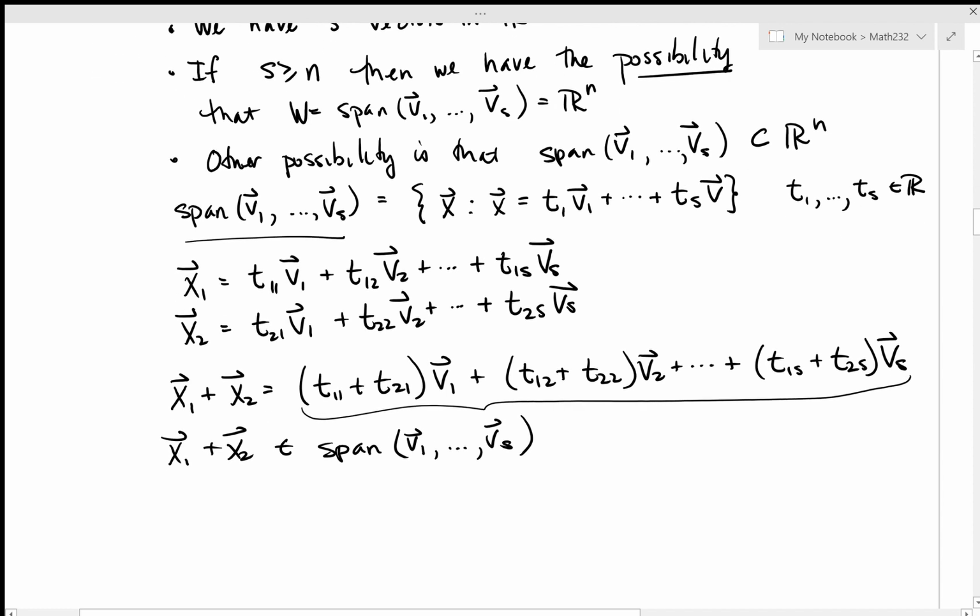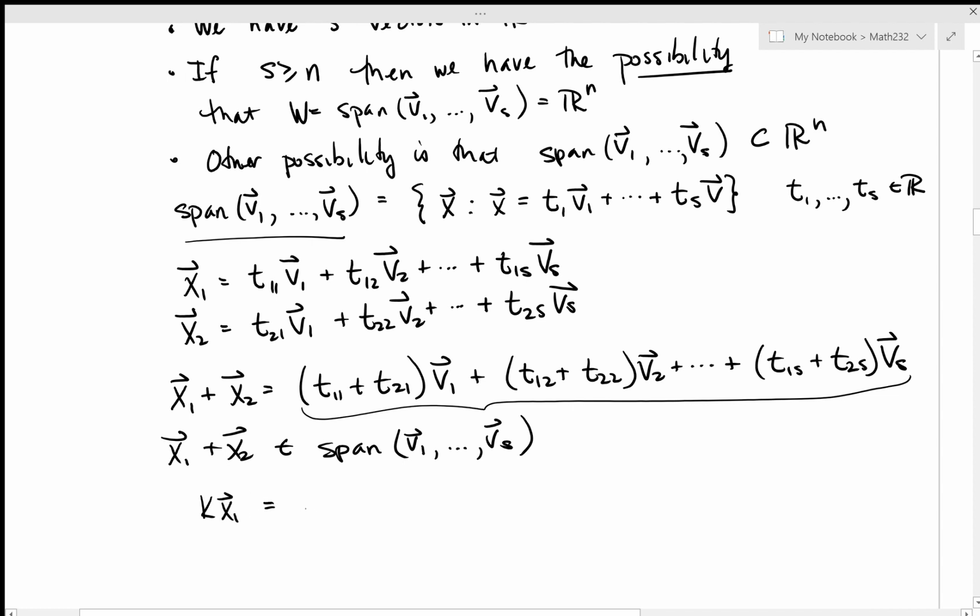Okay, so that means that if I take two vectors in the span of v1 through vs, and I take their sum, it is still in there. So it is closed under addition. And then I could also take k times x1. This one's even more obvious to see, I think.